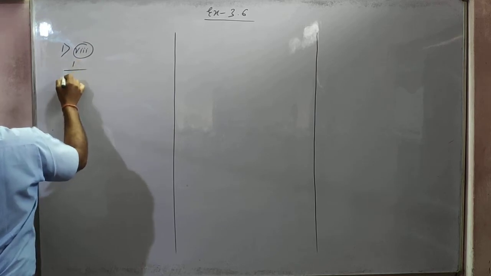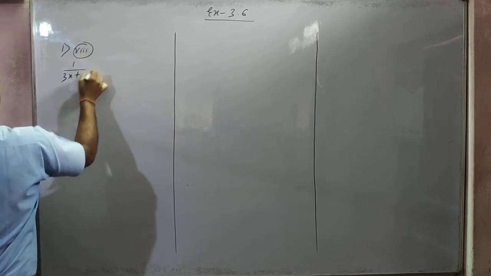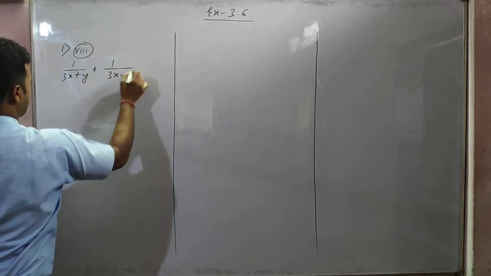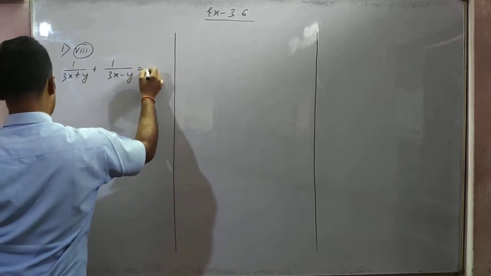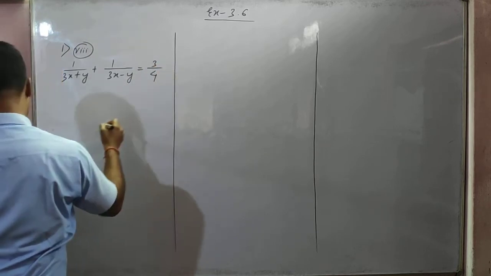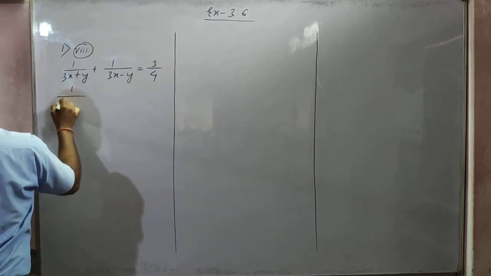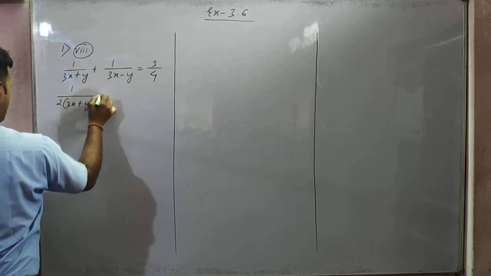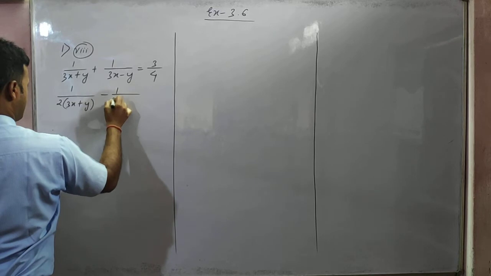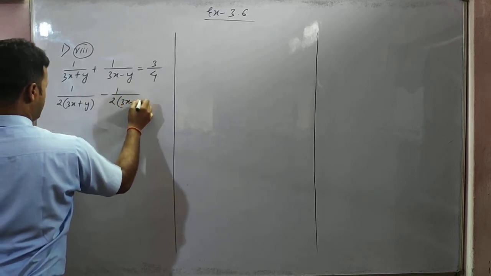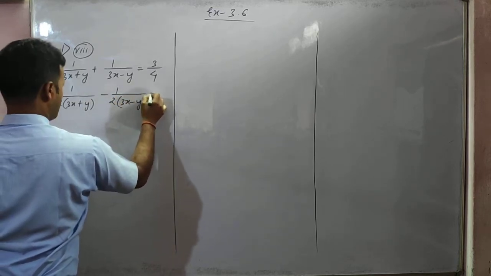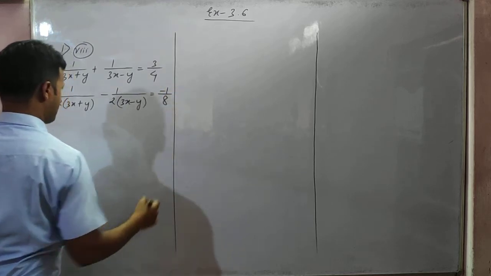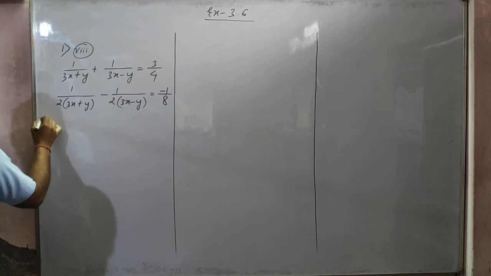So 1 by 3x plus y plus 1 by 3x minus y is equal to 3 by 4, and 1 by 2 into 3x plus y minus 1 by 2 into 3x minus y is equal to minus 1 by 8. So this is the question.